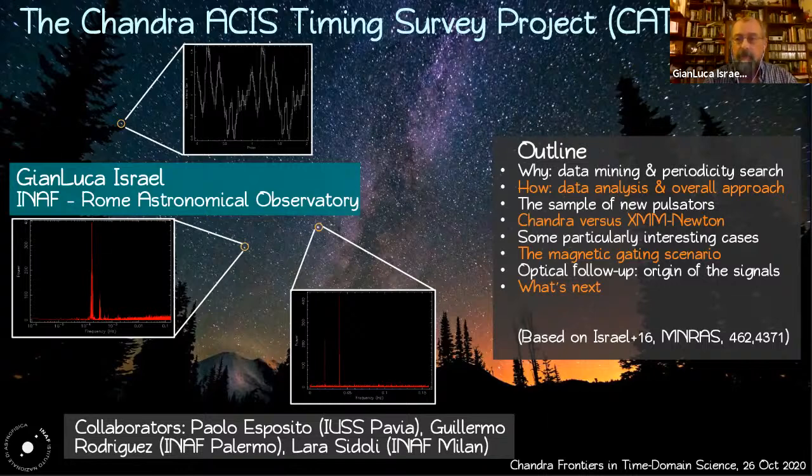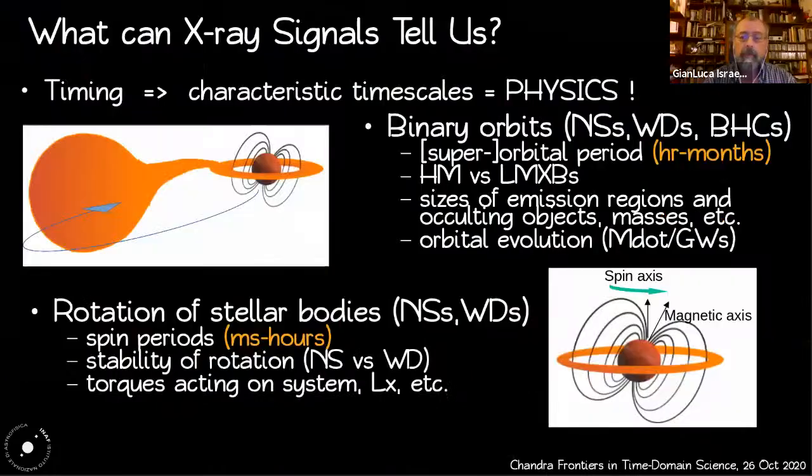So let me just start by saying that when you are talking about a coherent signal, this means timing. And timing means characteristic time scales. Characteristic time scales of what? Of the particular object you are dealing with, and of the mechanism originating this kind of signal. So when we are talking about signal, we are talking about the physics of this object and its emission.